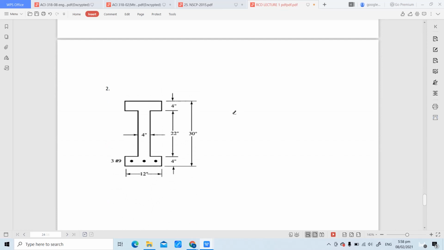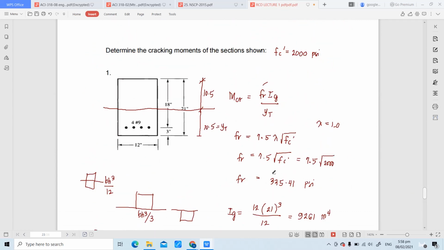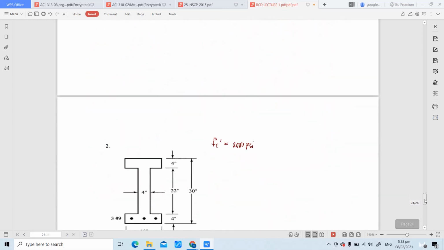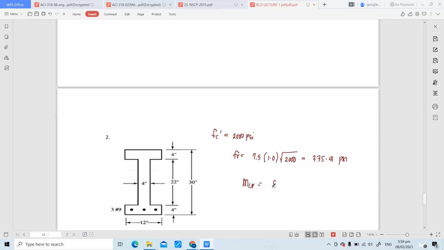Okay. Eto, cracking moment din yung unknown. Still FC prime ay 2,000. Kung FC prime ay 2,000, ang FR pa din ay 335.41. Parehas lang naman. Pag nag-iba yung FC prime, mag-iba din FR. So, FR is 7.5 lambda 1.0 square root of FC prime 2,000. This is 335.41. Naka-store na dapat yung value nun. No? And then, MCR is FR IG over y sub t. No? Na-compute na natin FR. How about I sub g or IG?